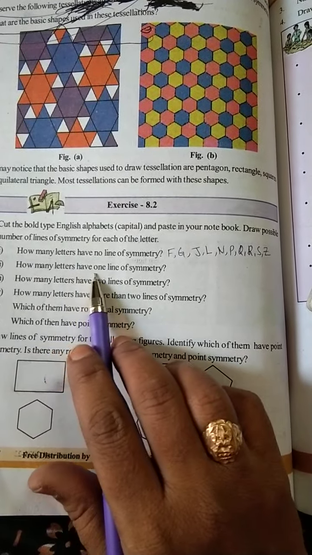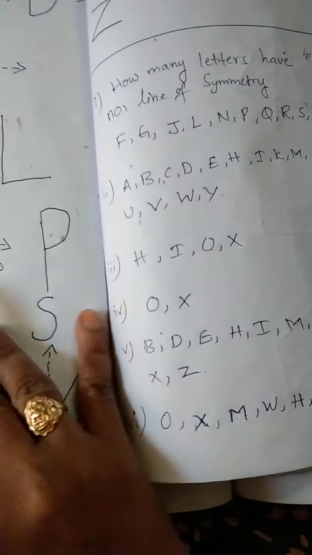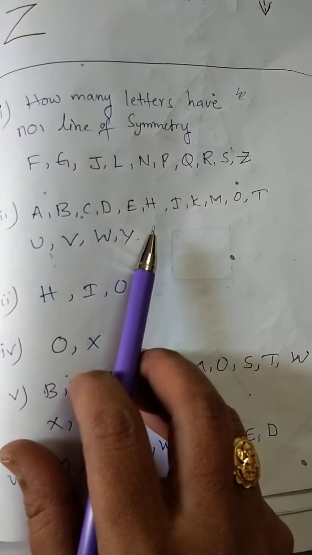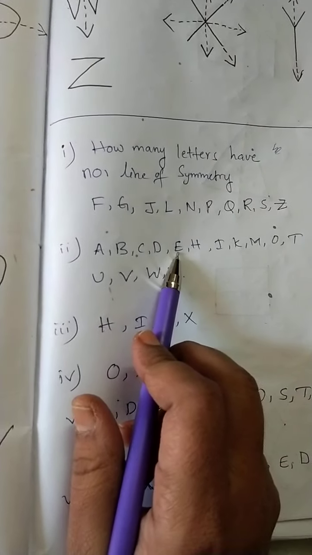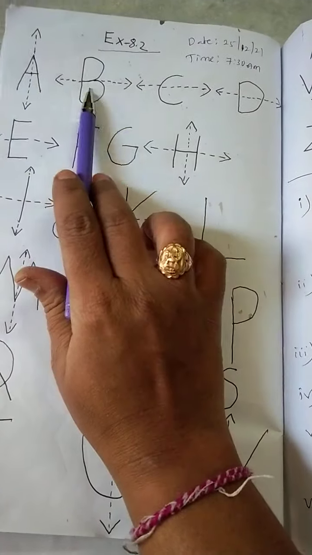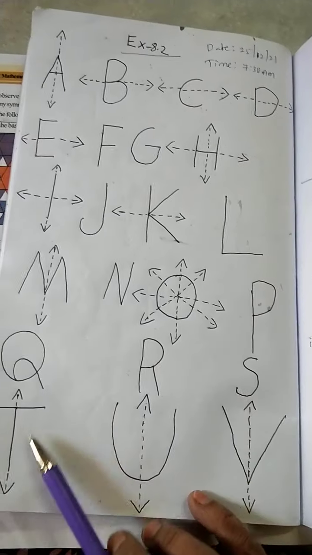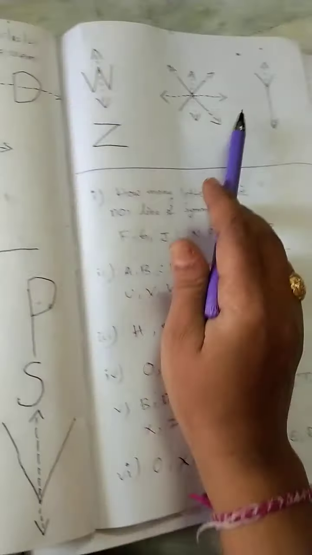How many letters have one line of symmetry? Only one line of symmetry. If you look at this, you can find out. A, B, C, D, E have one line of symmetry. Counting here: 1, 2, 3, 4, 5, 6, 7, 8, 9, 10, 11, 12. Twelve letters have only one line of symmetry.